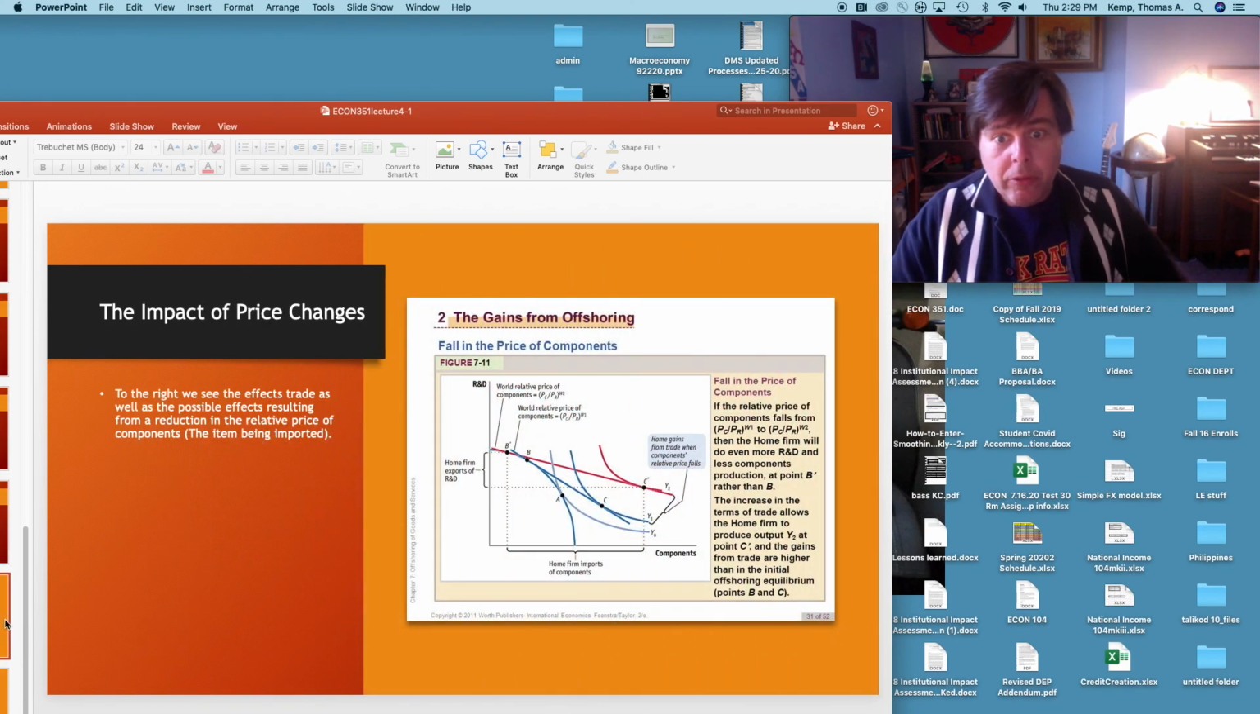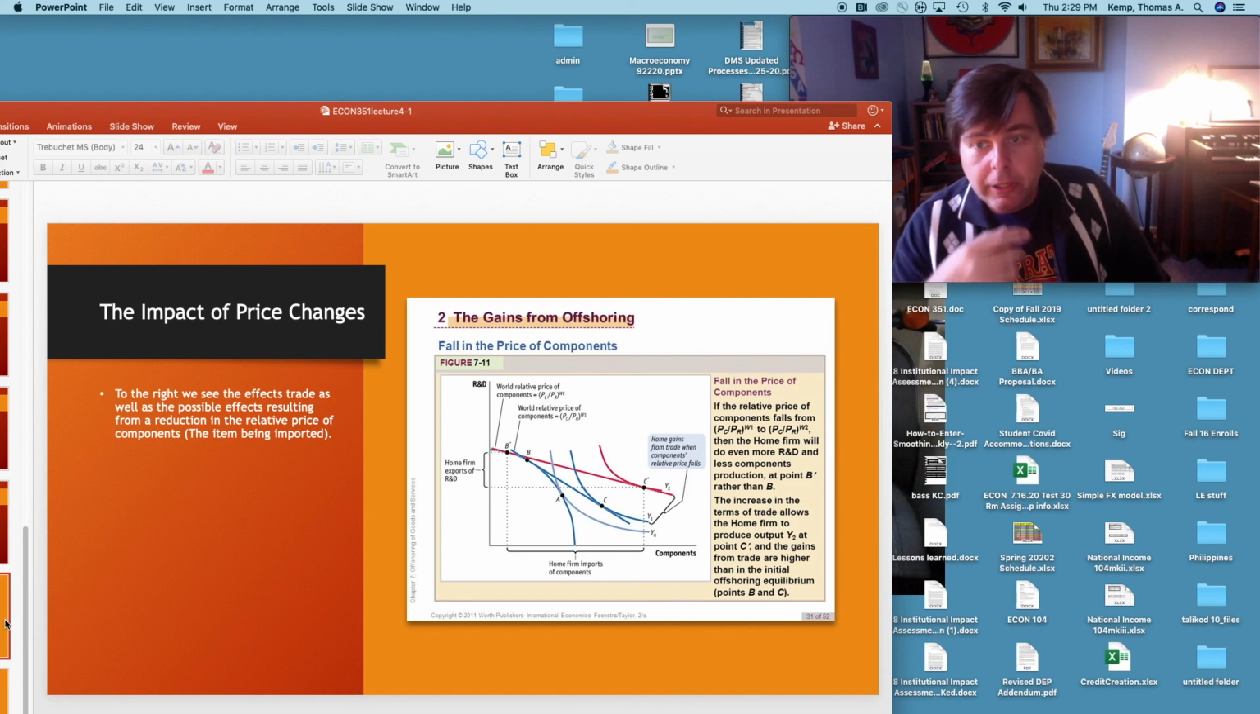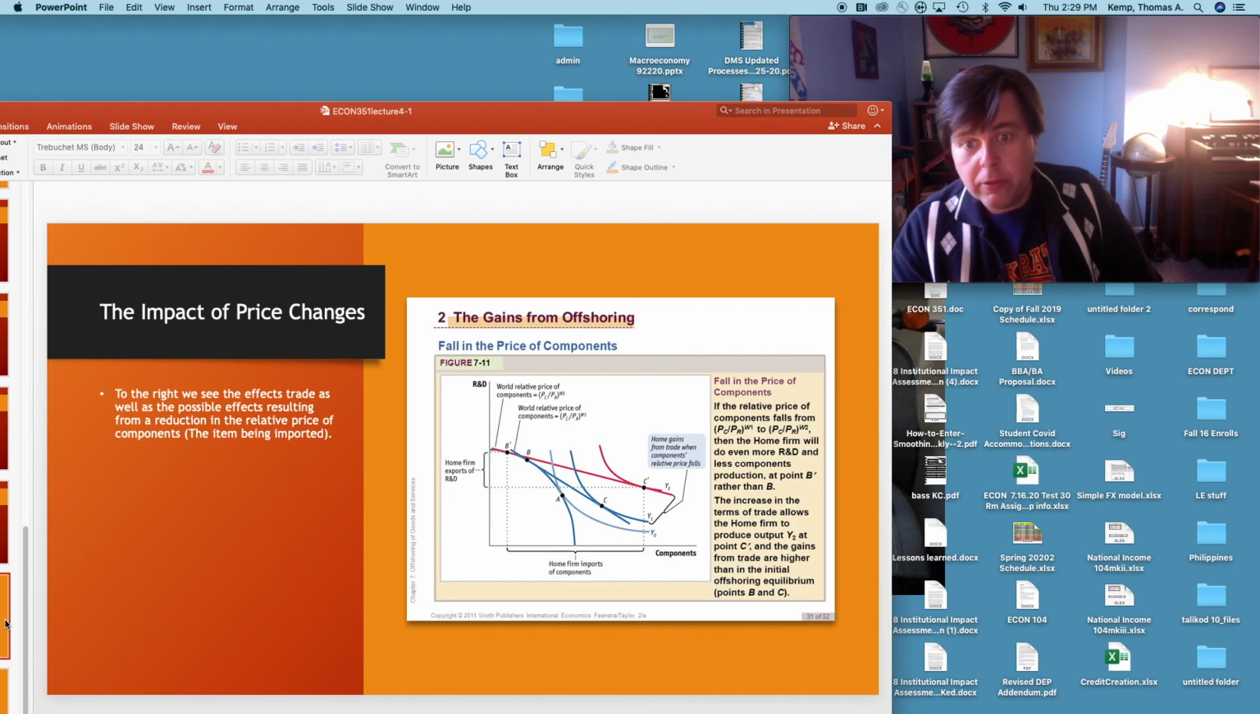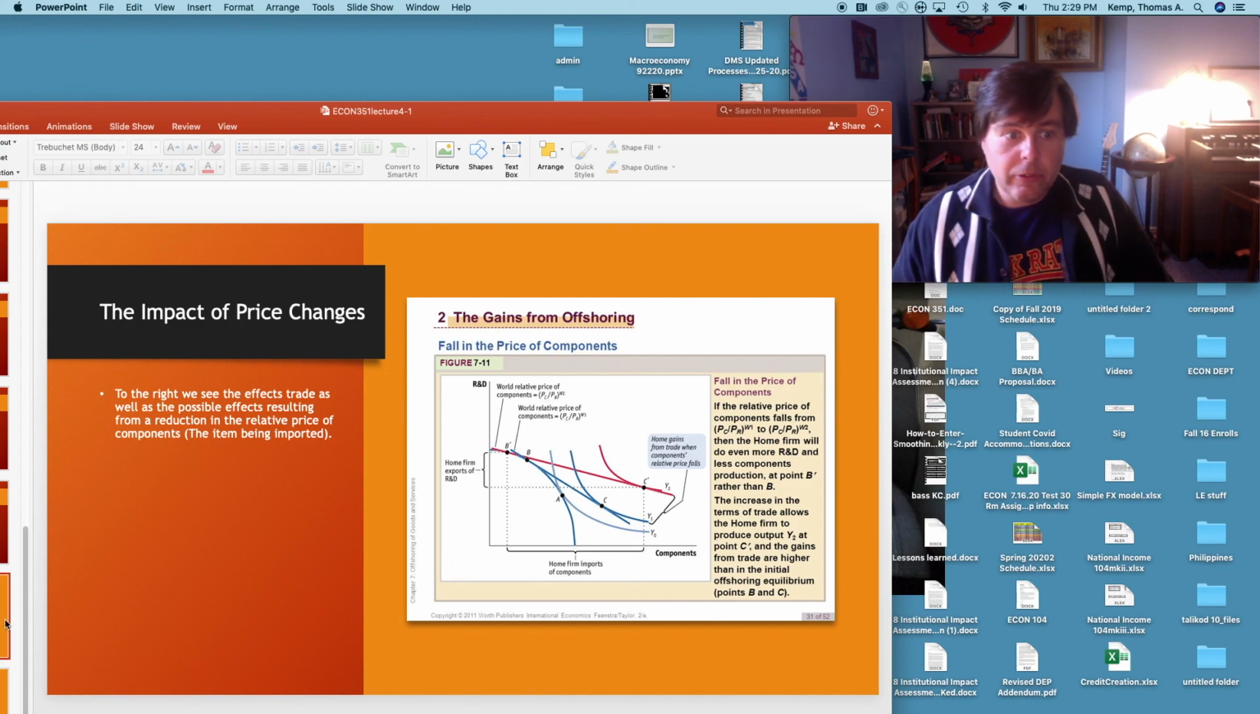Okay, so what we have here in this slide is the post-trade situation, where we have a fall in the relative price of components. So we've been able to offshore the component part of production, save costs there, and then allow us to consume more than we would have been able to otherwise. Again, because we're lowering relative costs and allowing us to plug that cost savings back into consumption.